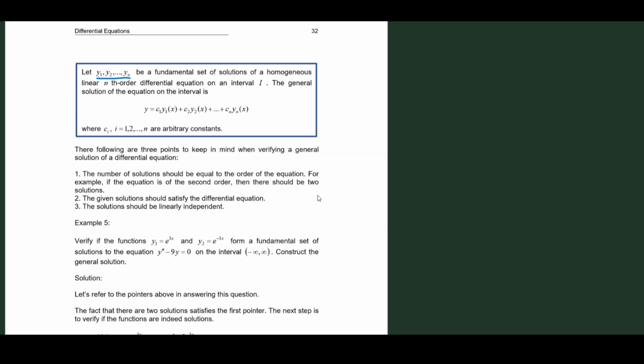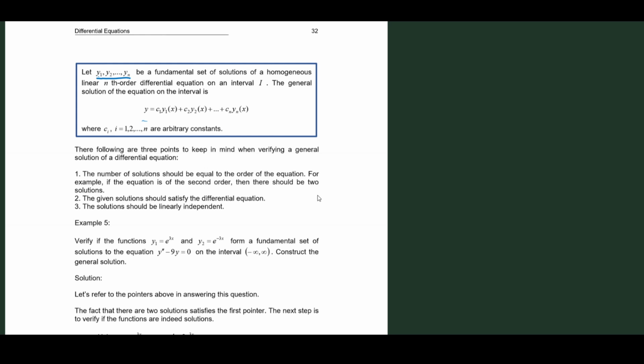Now the general solution, so this is the part where we construct the general solution, is equal on the interval to this: y is equal to c1 y1 of x plus c2 y2 of x plus up to cn yn of x. So what can we recall about this? This is the linear combination of the functions inside the fundamental set of solutions. We've already discussed linear combinations as well, where i is equal to 1, 2, up to n, and the c's are arbitrary constants.